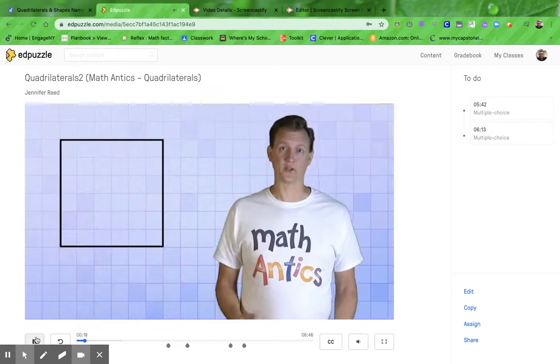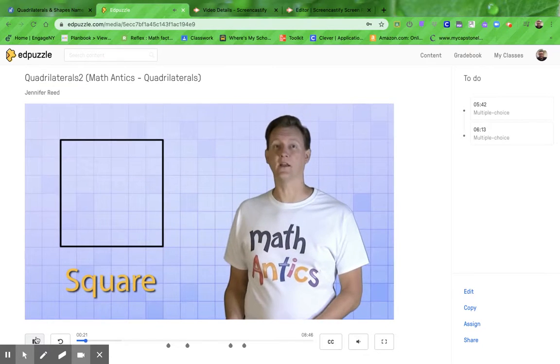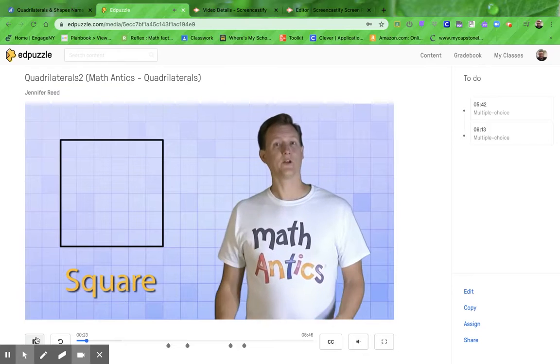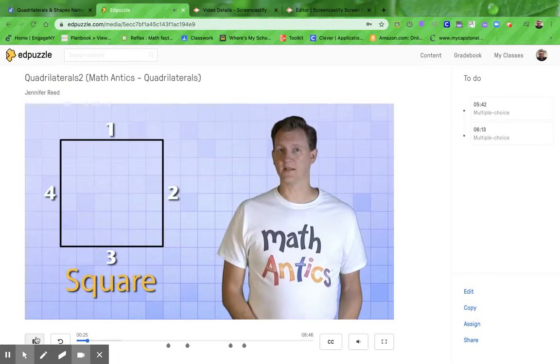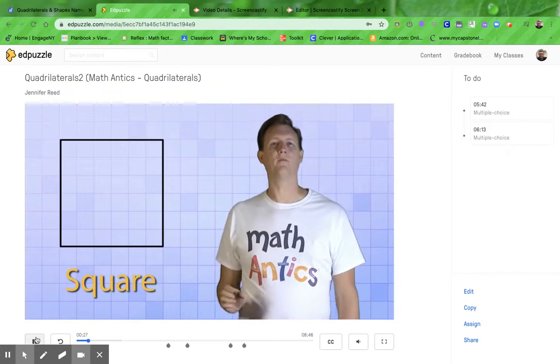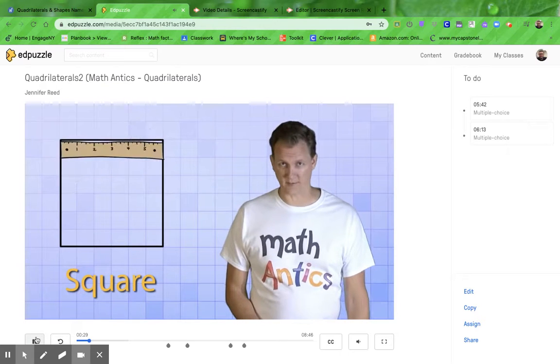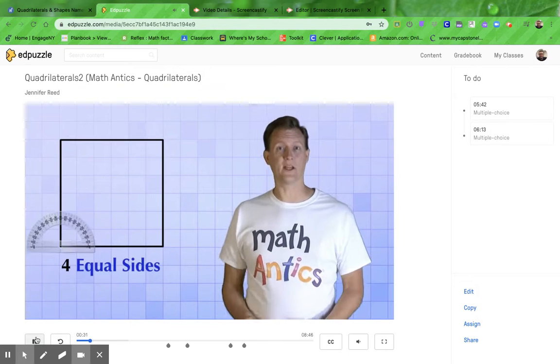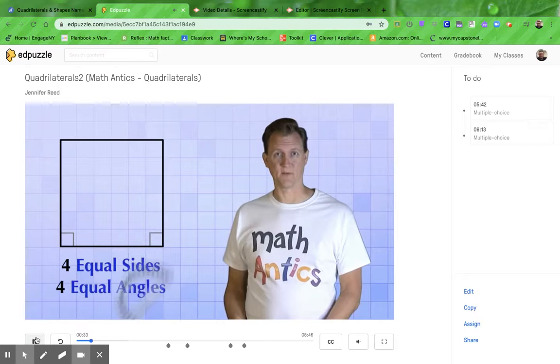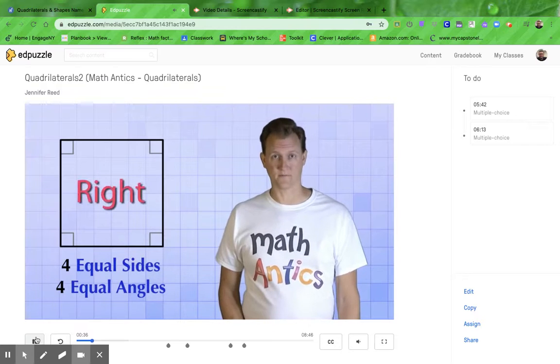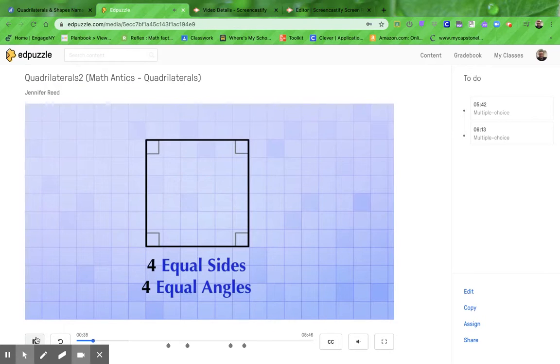It's a square, and a square is a special kind of quadrilateral. It's a quadrilateral because it has four sides, and it's special because all four of those sides are exactly the same length, and all four of its angles are exactly the same size. In fact, they're all right angles. Notice also that a square is formed by two pairs of parallel sides. These two opposite sides are parallel, and these two opposite sides are parallel. We'll see why that's important in a few minutes.